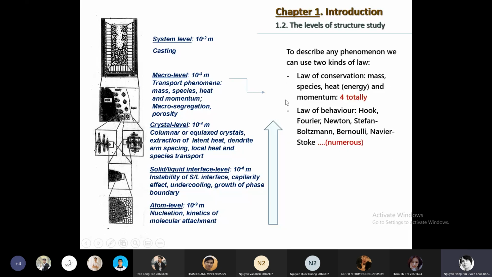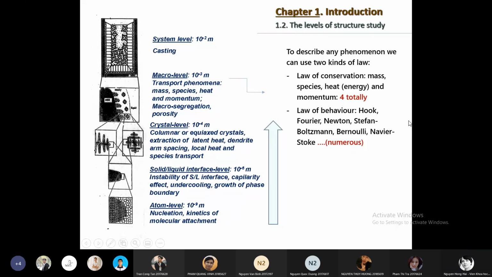Now, to describe any physical phenomenon, we can use two kinds of law. Firstly, the law of conservation: conservation of mass, conservation of species, of heat, and momentum. In total, you have only four laws of conservation. And the most famous is the conservation of energy.